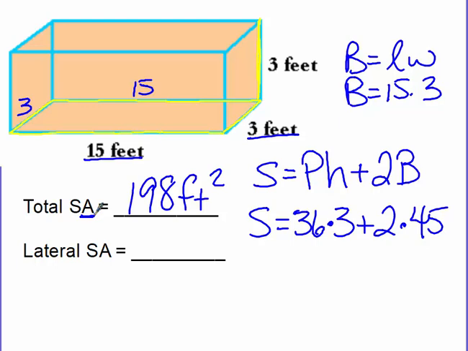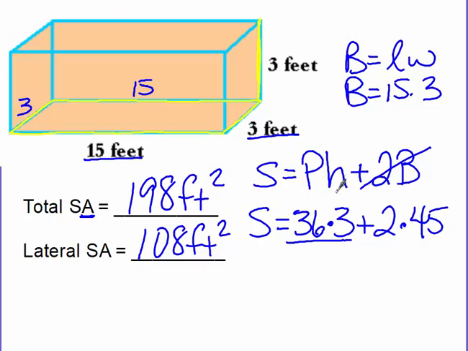Now, to find lateral surface area, I just take out the bases. So I just take out this part. Okay, so for lateral surface area, I'm just going to do the 36 times 3. So we go back to our calculator, type that in. 36 times 3 gives us 108 feet squared.